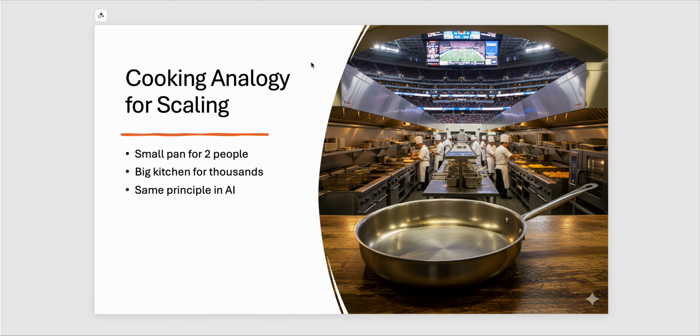Let's understand with a cooking analogy. Think of cooking. A small pan works for two people, but to cook for thousands, you need a big kitchen, more food, and stronger stoves. Training big AI models works the same way. More resources are needed to handle the scale.